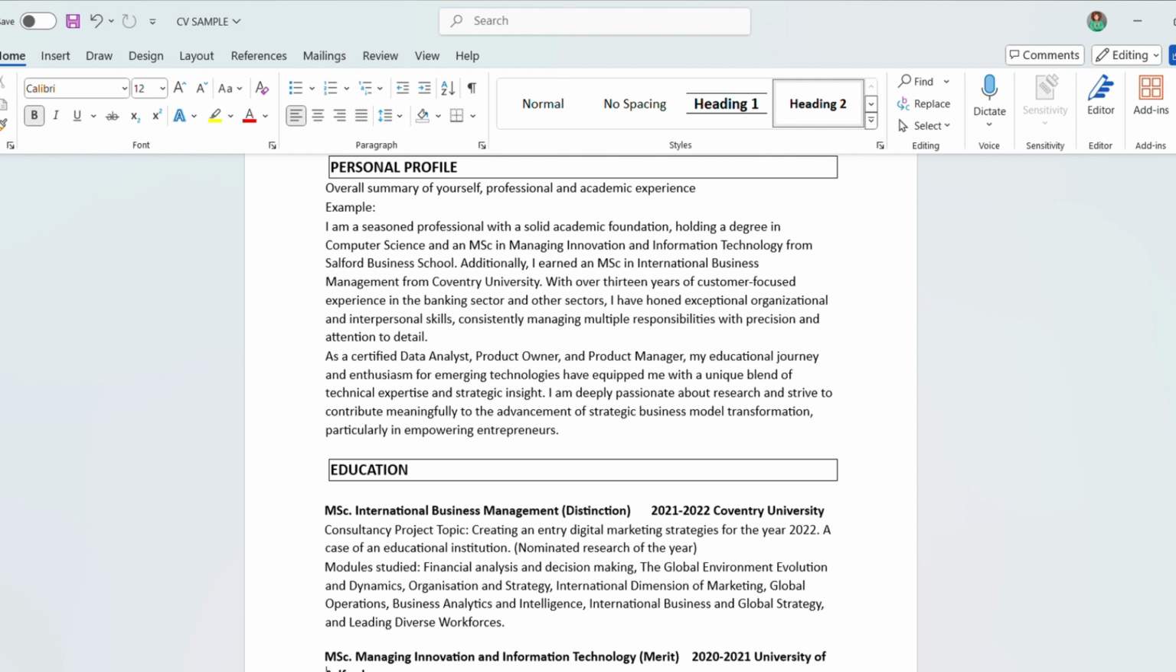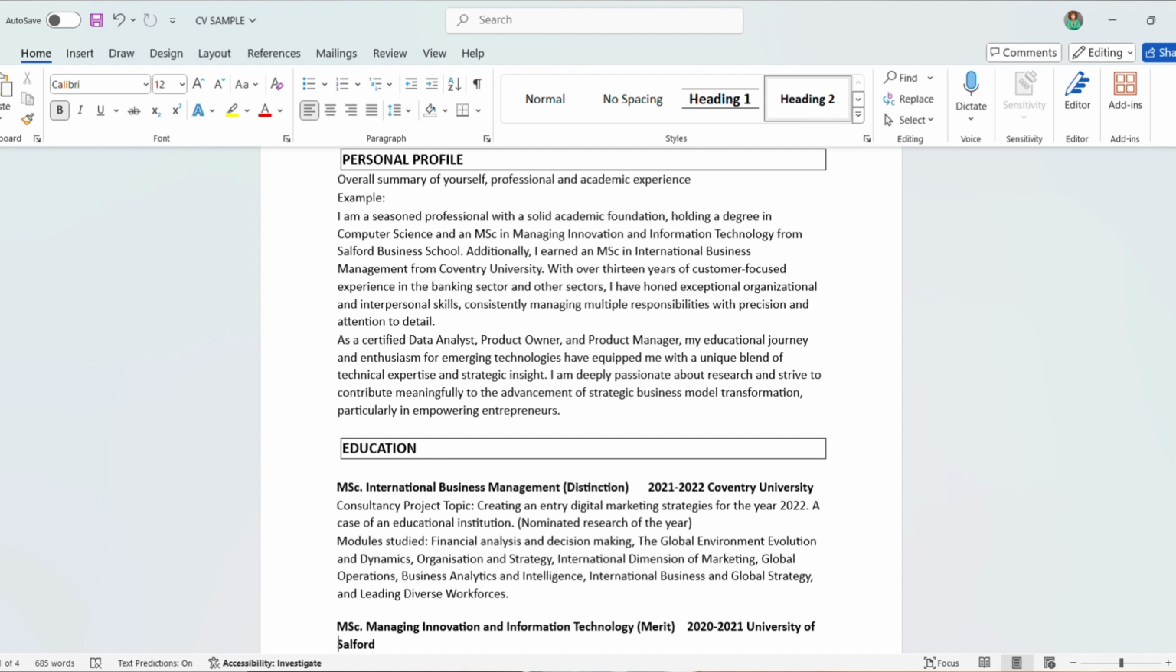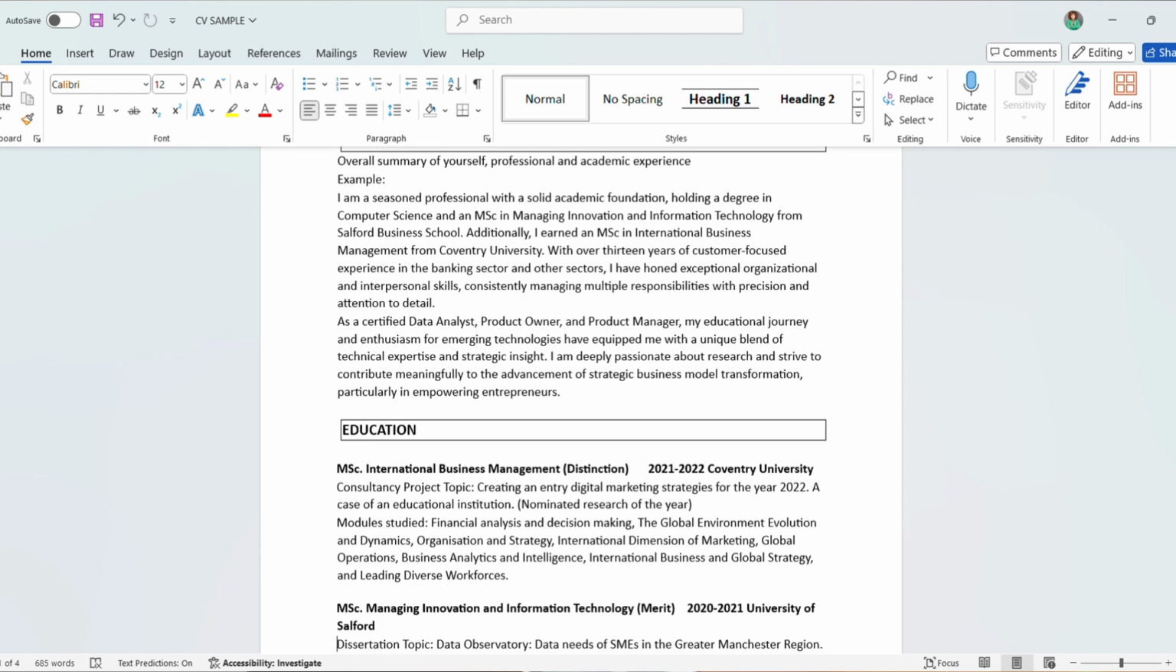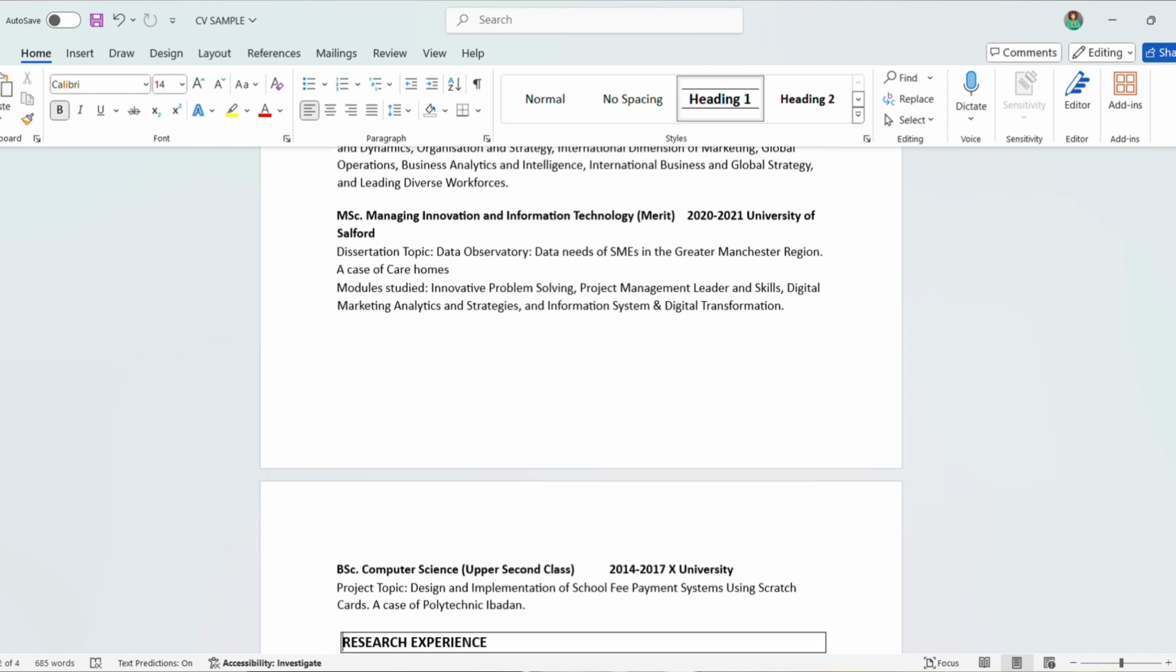I also included the modules that I studied during my program. The reason I did this is that the courses you studied can add value to the skills you need for your PhD program. By including all this information, you're letting the supervisor know your capabilities.